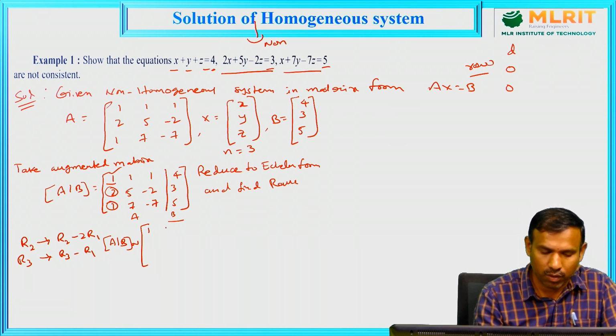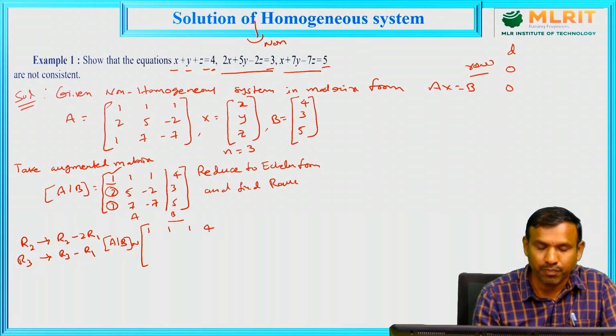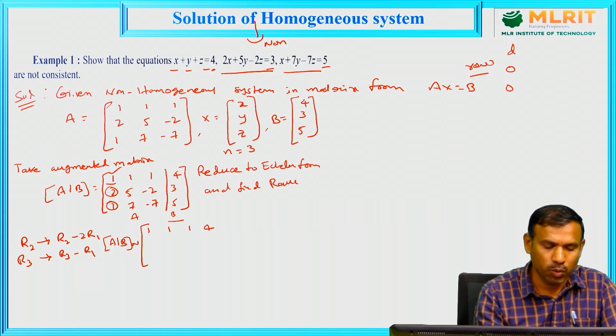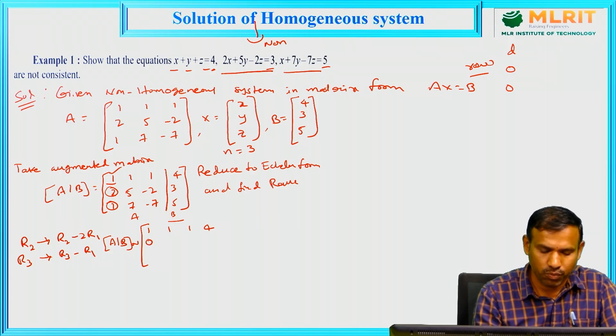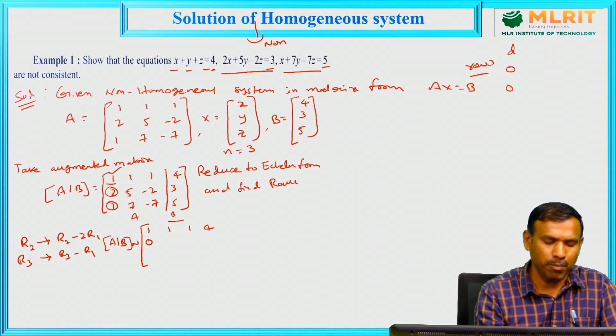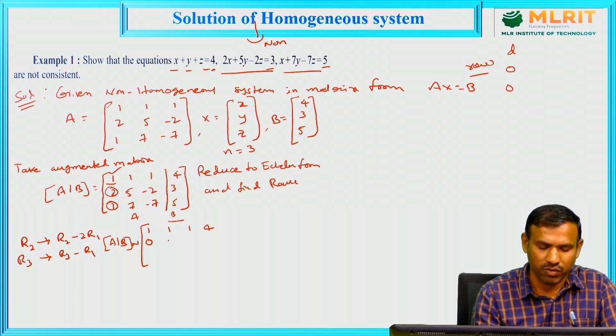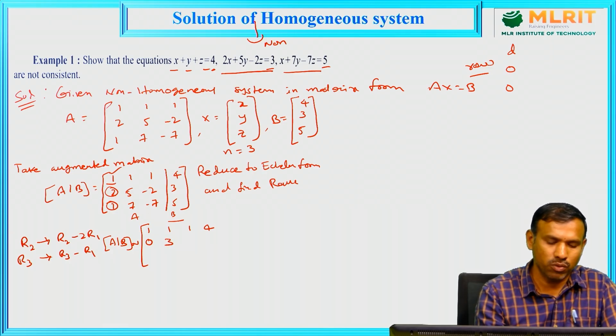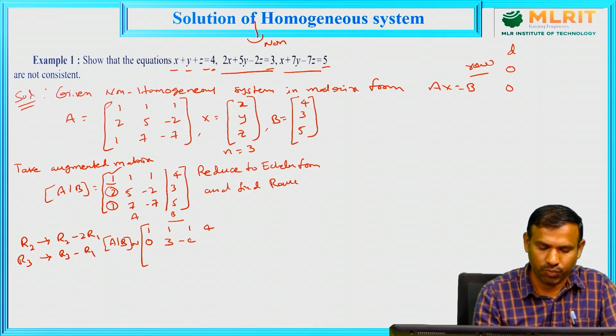So 1, 1, 1, 4. Second row, R2 minus R1. 2 minus 2, 0. R2: 5 minus 2 into 1, 2. 5 minus 2, 3. Minus 2, minus 2, minus 4. R2 minus R1. 3 minus 8, minus 5.